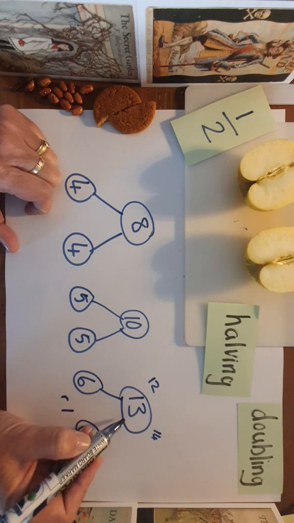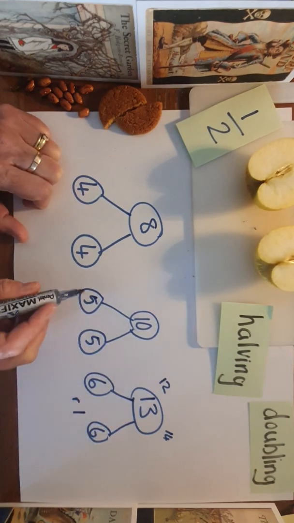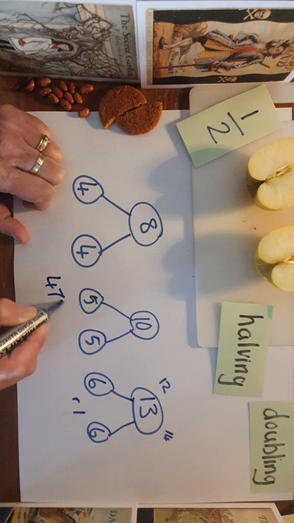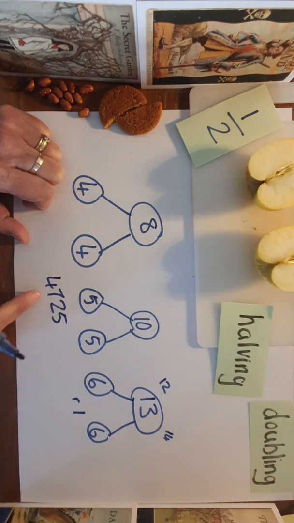Seniors, you're going to work with higher numbers, and we're going to look at how to double and halve numbers like 472 or 4,725. So how would you go about doing that? So we can think of this in an interesting way, and the middles can do this as well.